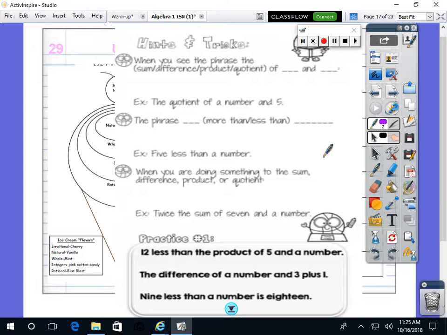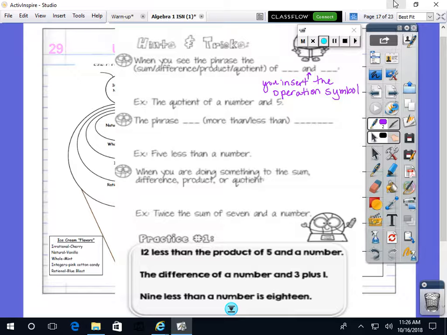All right, when you see the phrase, the sum of something and something, or the difference of something and something, or the product of something and something, or the quotient of something and something, right here in the place of and is where you insert the operation symbol. So where the and is where you will insert the operation symbol.